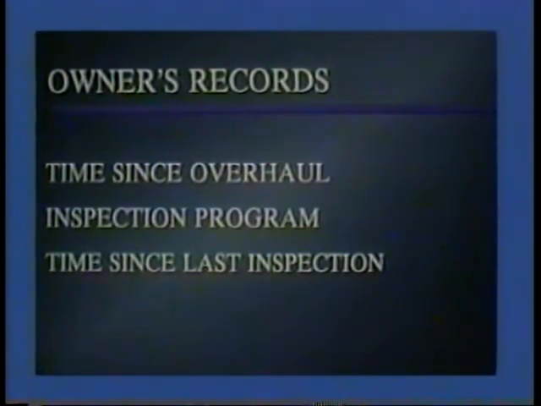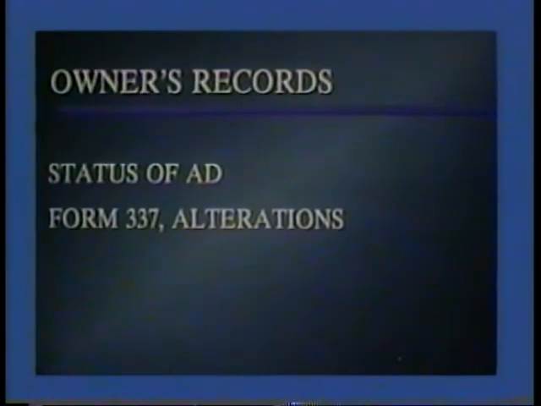Notification of current inspection program and time since the last inspection. Those records also include current status of AD compliance and recurring action. Copies of FAA Form 337 for each major alteration of the airframe and for the current engine, propeller, or appliance. Further guidance on maintenance records, including procedures for replacing lost records, are in Advisory Circular 43.9B, Maintenance Records.